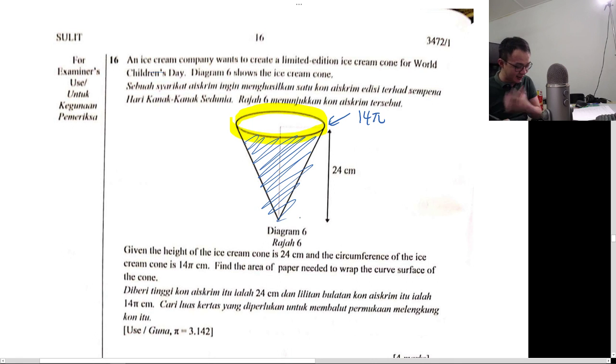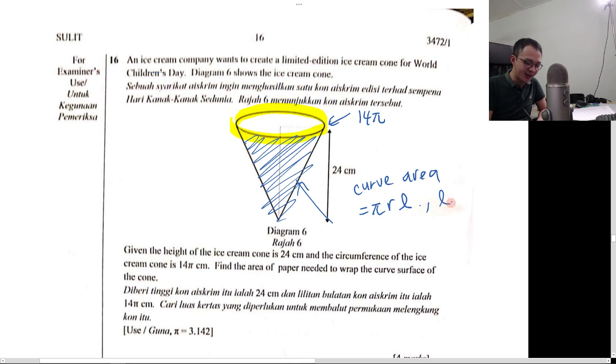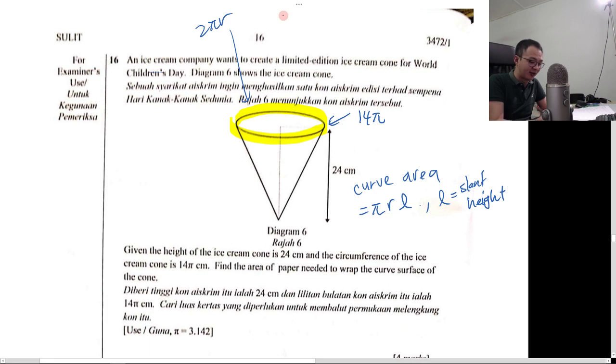We actually have the formula for the curved surface area of a cone. The formula you must remember is pi r l, where l is the slant height. Right now I will need to solve the triangle, first to find what my r is. The circumference formula is 2 pi r. So therefore, 14 pi equals 2 pi r.